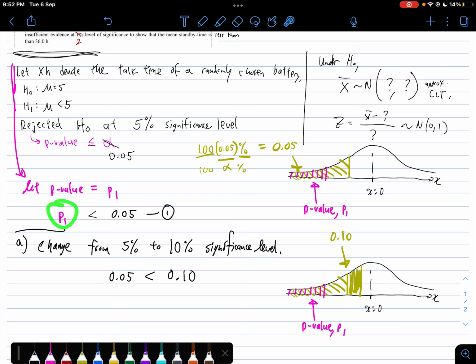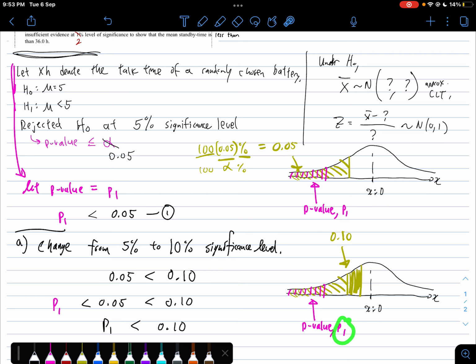Right, the pink color area is less than the original green area. So what does it mean? It means that our P1 will then be less than 0.05, which is less than 0.10, and in other words, P1 is less than 0.10. I think that's very obvious from the graph. Our p-value does not change.